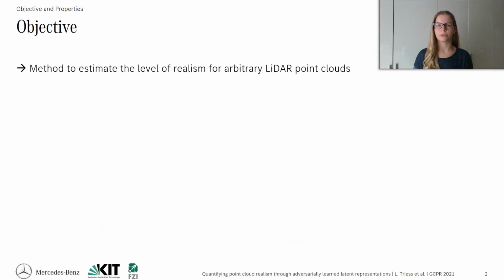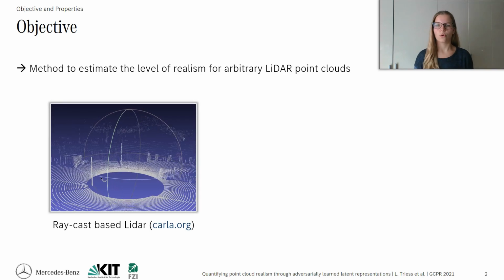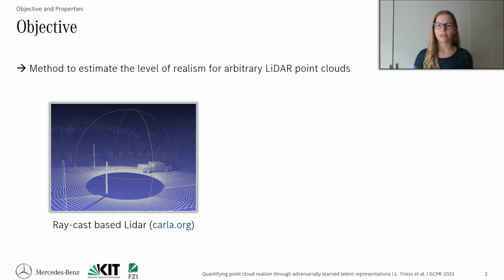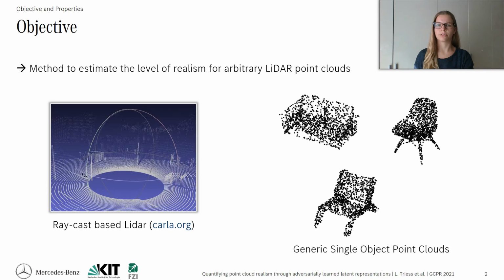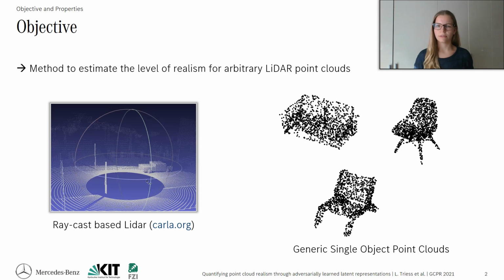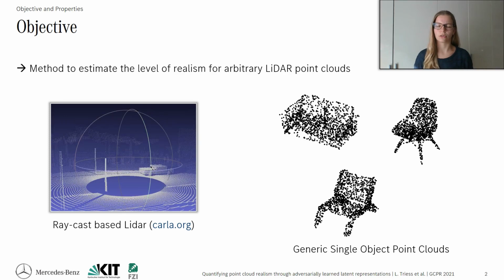The aim of this work is to provide a method to estimate the level of realism for arbitrary LiDAR point clouds. We find this especially useful when working with synthetic data, for example, when synthesized with generative adversarial networks or simulation frameworks. Our literature review revealed a variety of different quality measures for images and generic single object point clouds. We discussed the aspects of these metrics in our paper and find that none of them can suitably define the realism for complex LiDAR scene point clouds.